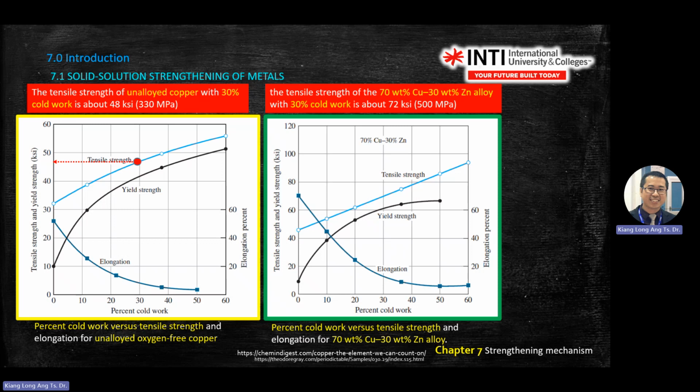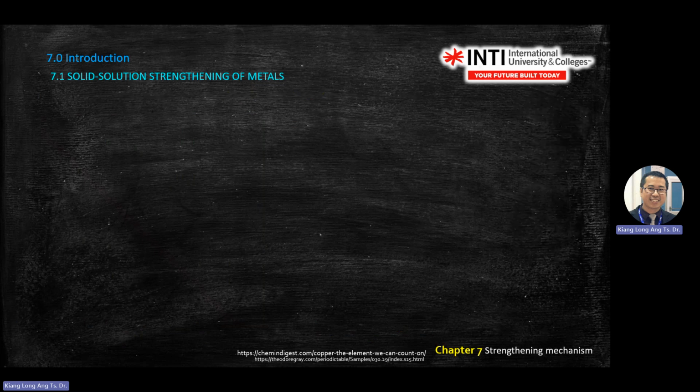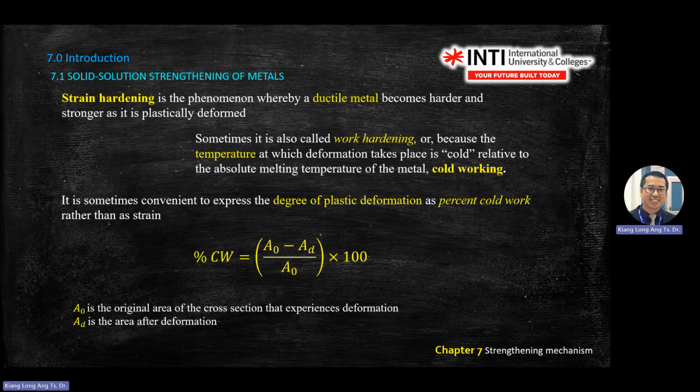Okay, so this one, when you read 30% co-work, what do I mean by 30%? There's a change of 30% of the area. Okay. The formula will be this one. AO minus AD. Why do you take original minus deformed, after deformation? Because when you pull metal, area will shrink. If you take deformed minus original, you get a negative value. Then you get the wrong answer.